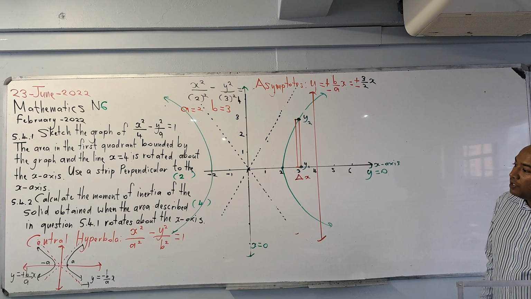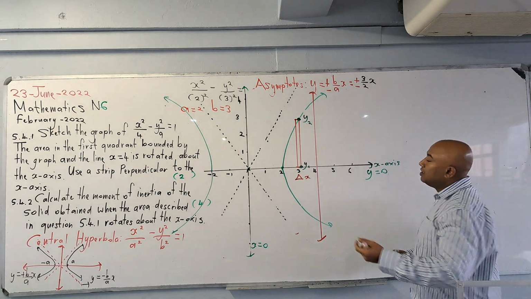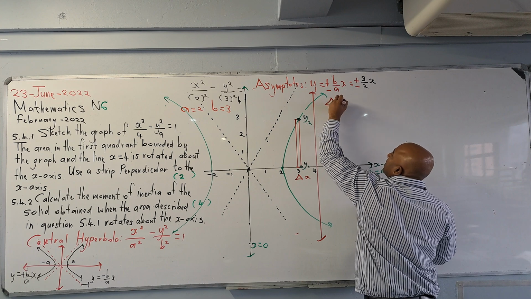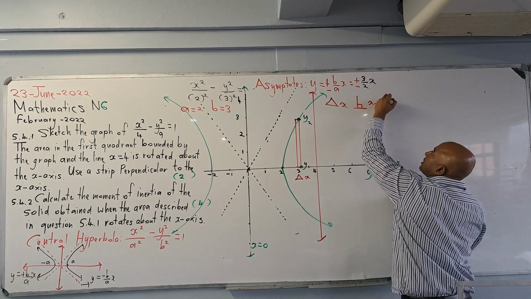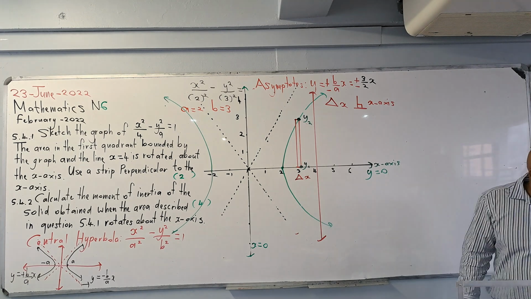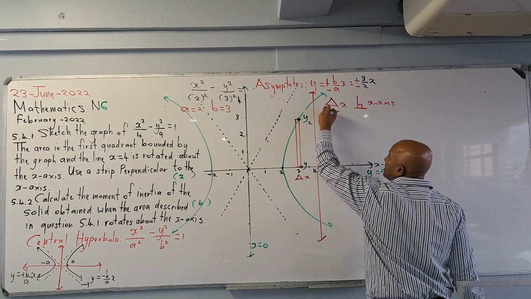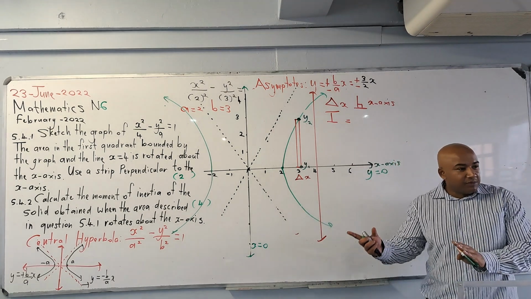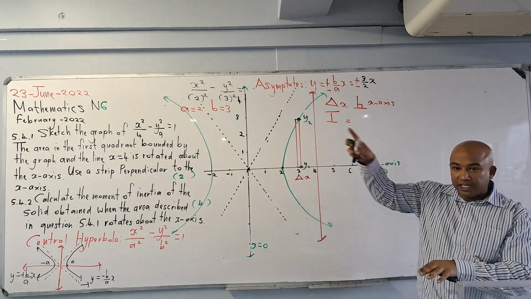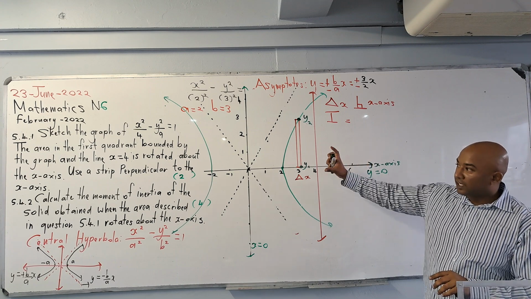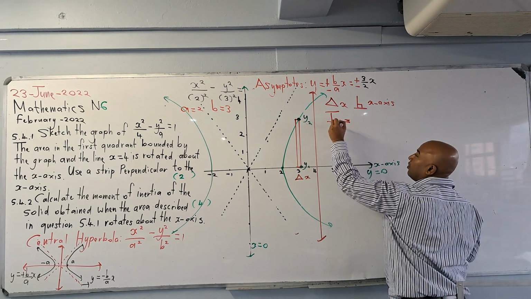Now, what is required here? Calculate the moment of inertia of the solid obtained when the area described in question 5.4.1 rotates about the x-axis. So what do we know now? We know that delta x, this representative rectangle, is perpendicular to the x-axis. Now, if it is perpendicular to the x-axis, then we use the formula for moment of inertia, which is I. The same symbol we use for second moment of area. It's just that here we are rotating. With second moment of area, it's just an area. Here we're taking the area and rotating it about the x-axis or y-axis. So what is the formula for moment of inertia?